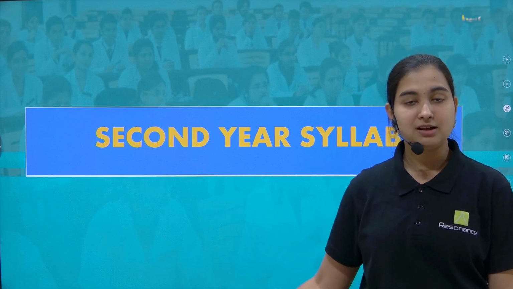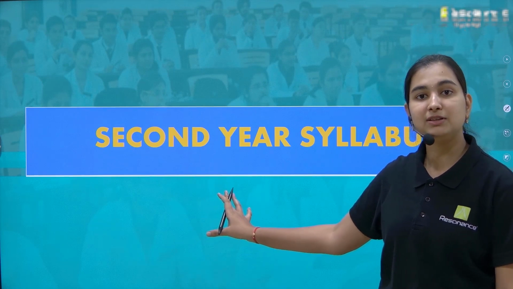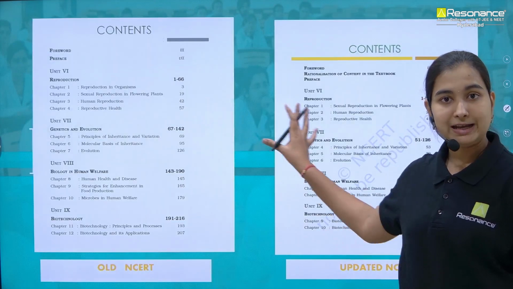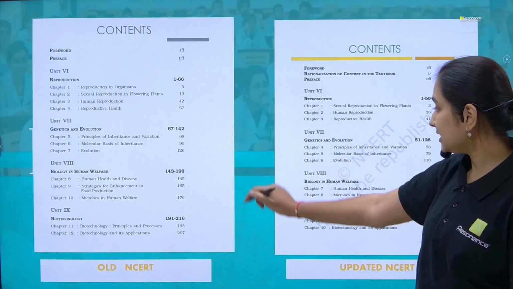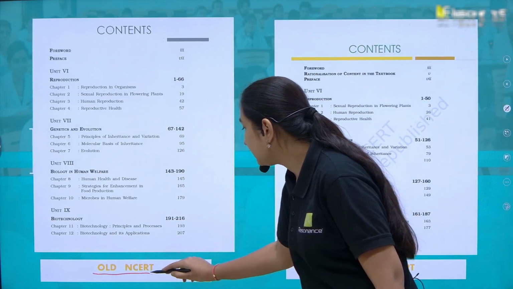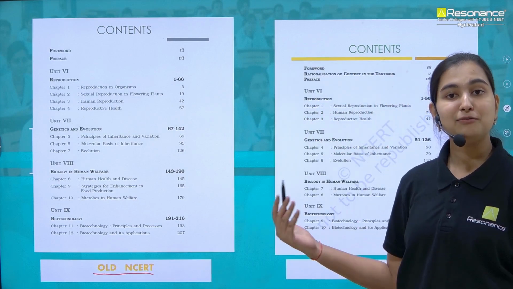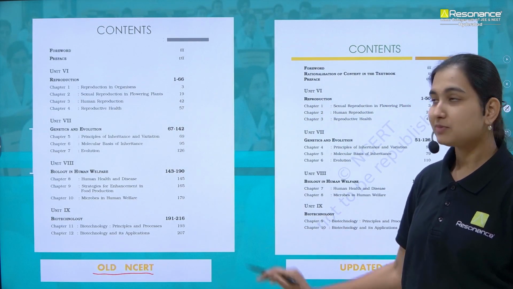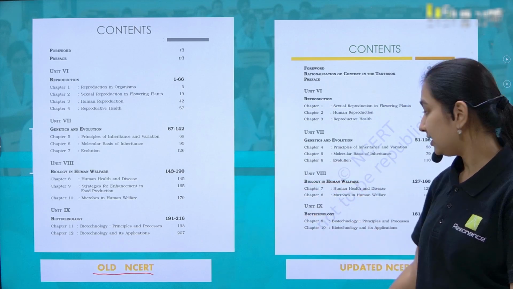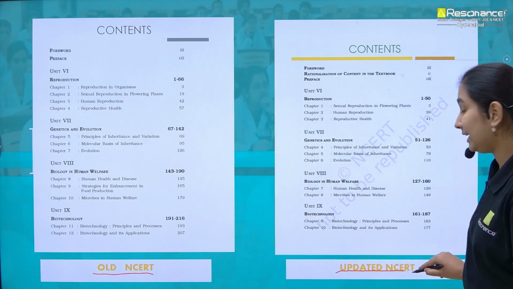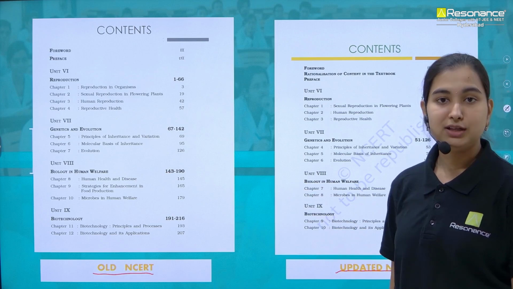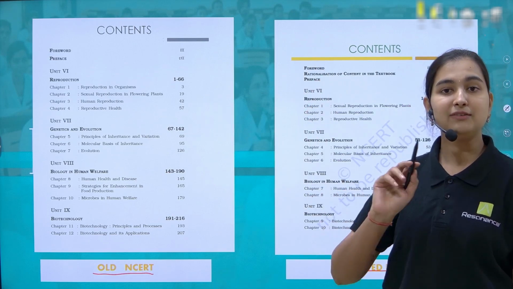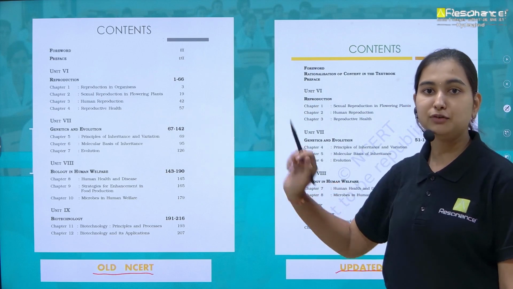Now with this we will go ahead with the second year syllabus. Let us see the index page, the contents. Here you can see it's an old NCERT. For the students who have both the old NCERT and the new one, in the index page here you have the updated and latest NCERT that you are currently using. If you see the 6th unit, because in the first year we have 5, here we start from the 6th.